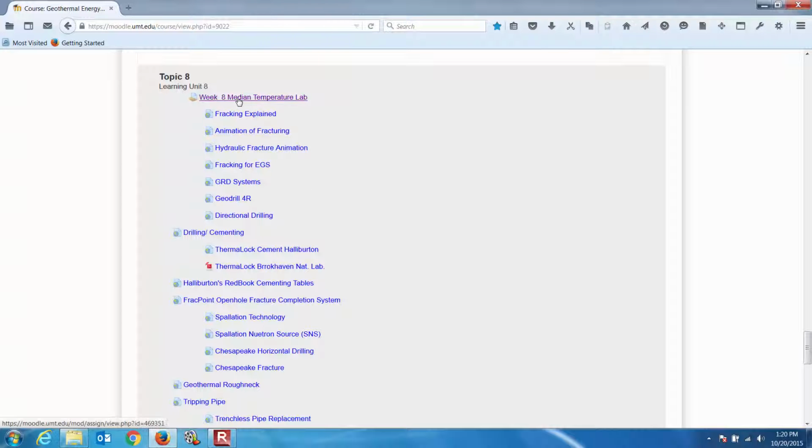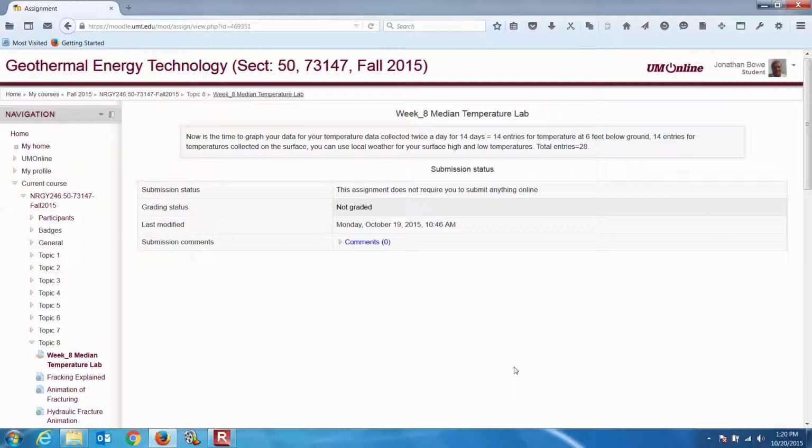So let's remember to get that median temperature lab fired up. And you see here that now is the time to graph your temperature data. Collected twice a day for 14 days: 14 entries for temperature 6 feet below ground, 14 entries for temperatures collected on the surface. So a grand total of 28 entries. And you can use local weather for your surface high and low temperatures. Total entries should equal 28.